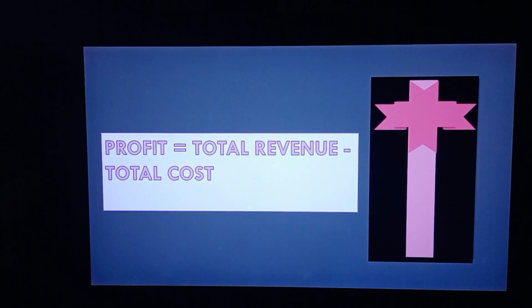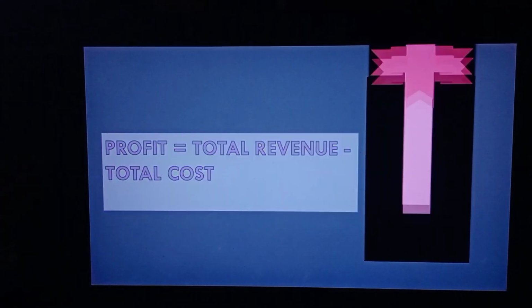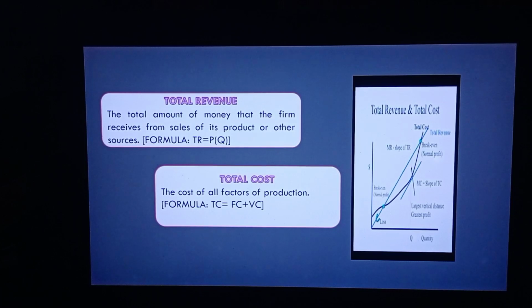Profit is equal to total revenue less total cost. Total revenue is the total amount of money that the firm receives from sales of its product or other sources. Total revenue can be calculated by simply using the formula total revenue equals price times quantity. Total cost is the cost of all factors of production. Total cost can be calculated by simply using the formula total cost equals fixed cost plus variable cost.